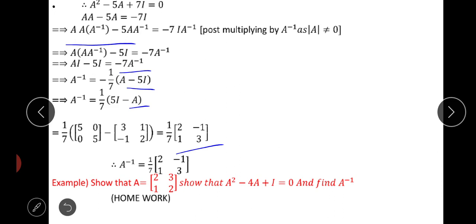You have to understand only this step: you have to post-multiply by A inverse on both sides. Have you understood this example?